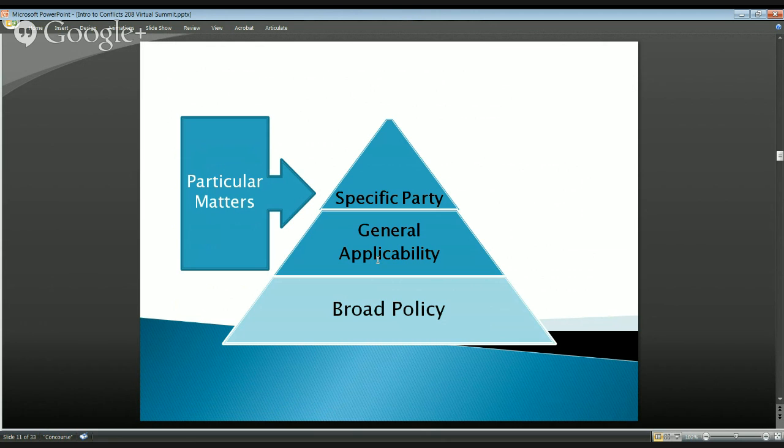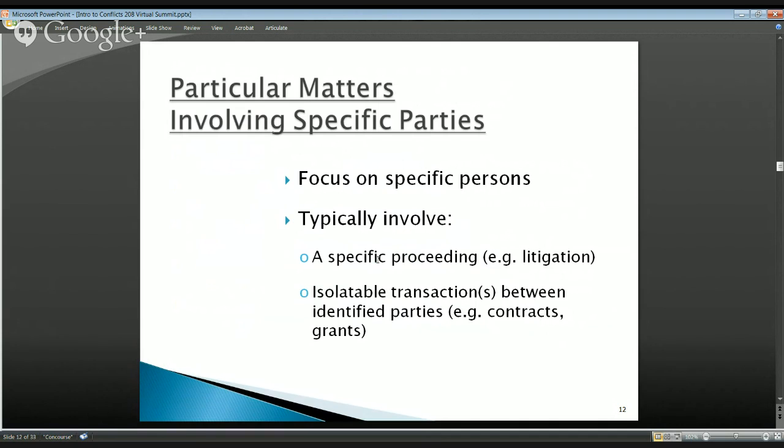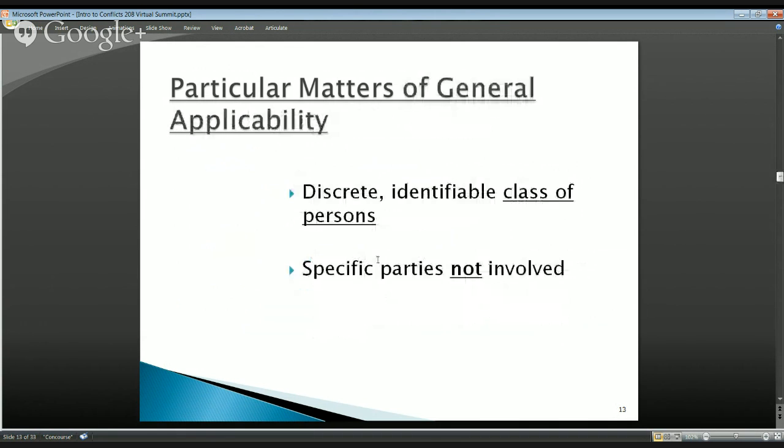Right. But we also have these other particular matters. We have the particular matters of general applicability, which are distinct from our particular matters involving specific parties, which are focused on individual persons. They typically involve individuals. But these particular matters of general applicability I find to be much harder. I do too, because what are we talking about? I can't just say, okay, we have a litigation between the U.S.